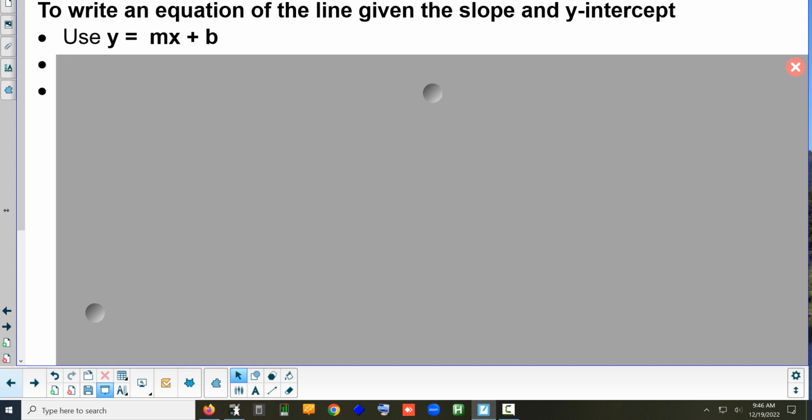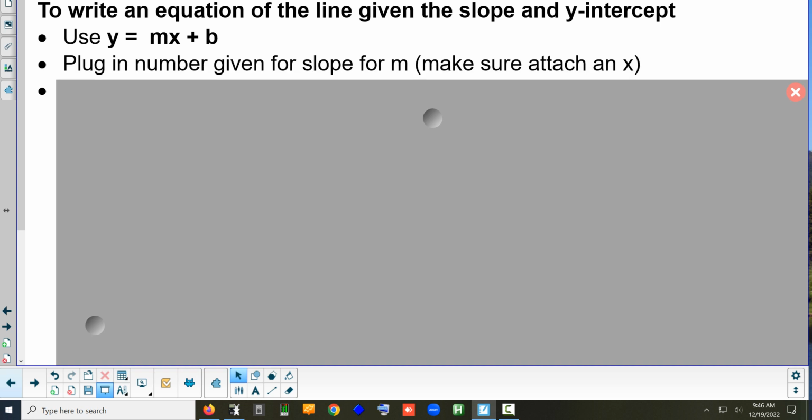Okay, so there's going to be three bullets. Under the first one it says use, and then you guys have a blank. Next to where it says use, write down this, what's in bold. You're going to use y equals mx plus b. So that's the equation you want to use.